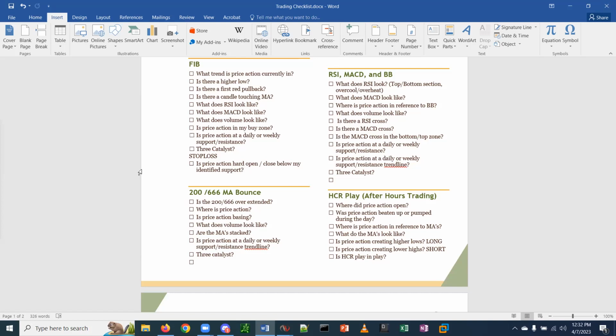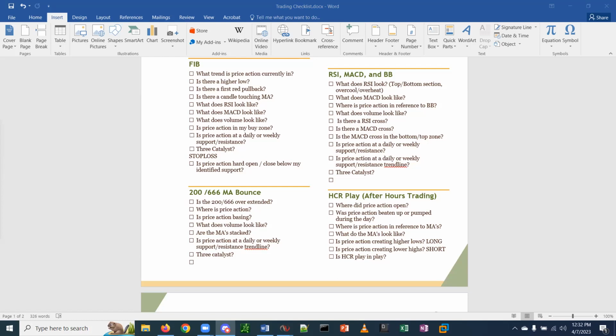And to answer Rocket's question regarding my stop loss on NinjaTrader: when I first get into a trade, if I'm at the computer, my stop loss is mental. My stop loss is below an identified support level. If that support level is broken, a hard open close below that level, I close out.